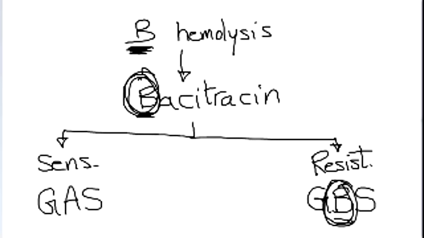The group B streptococci are called strep agalactiae. And the group A streptococci are called strep pyogenes, which lead to rheumatic fever and post-streptococcal glomerulonephritis after sore throat or skin infection. Okay, that's it for the beta hemolysis.